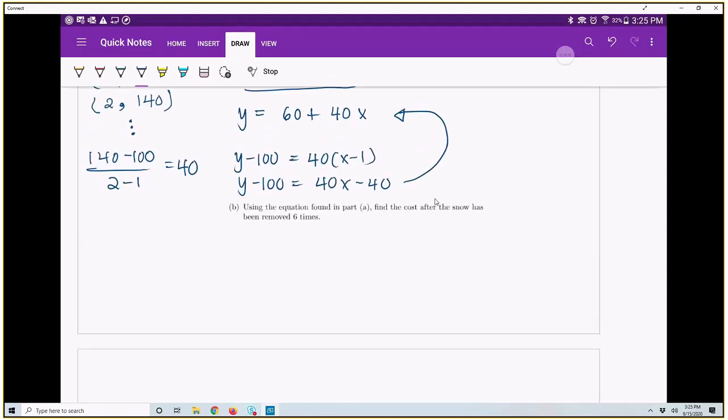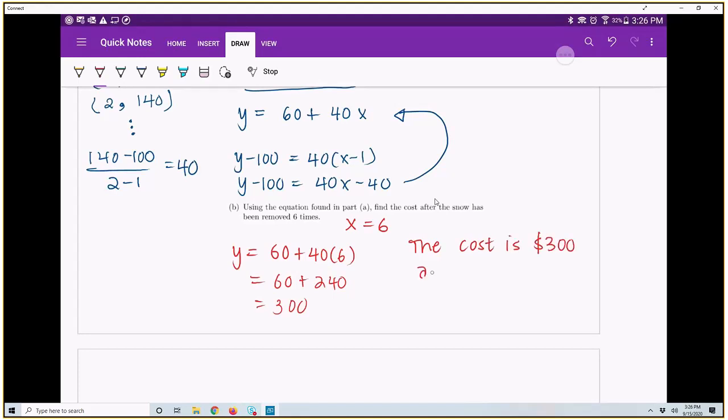So I'm just going to plug x equals 6 into my equation, because that would mean it snowed 6 times and the snowplow had to come plow our driveway 6 times. So y equals 60 plus 40 times 6. That's 60 plus 240, that's 300. And what does this represent? That's $300 that we're going to pay. So the cost is $300 after snow has been removed 6 times.